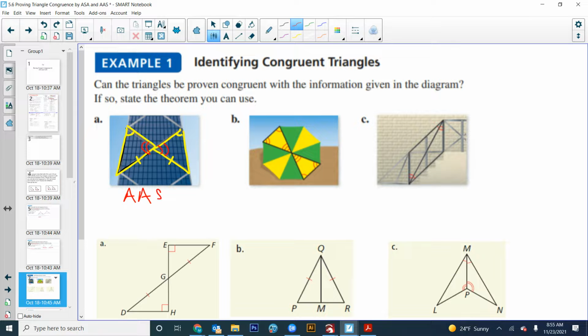AAS, perfect. We're going to go through these quickly. It is on your paper. Next.